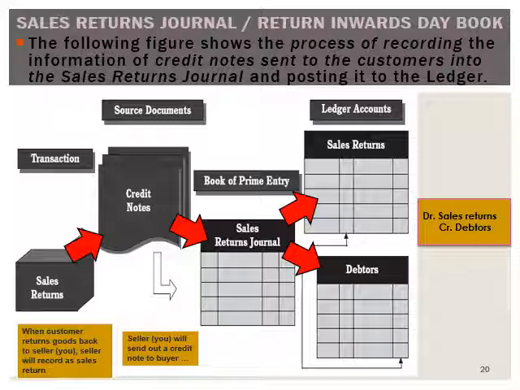So, when a customer returns goods back to the seller, the seller will record these as sales returns. Then, the seller will send out the credit note to the buyer. Once this is delivered and sent, this transaction should be recorded in the sales returns journal. From the sales returns journal, the items and the transactions will be posted to the relevant ledger accounts, and the accounts involved will be debit sales returns, credit debtors.